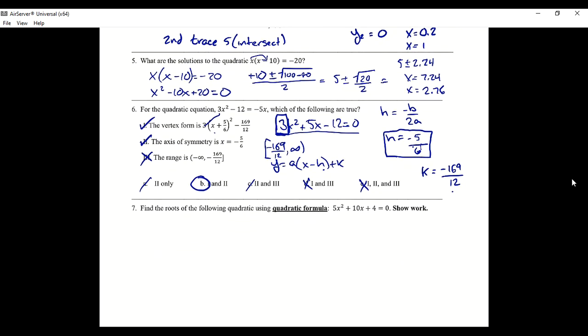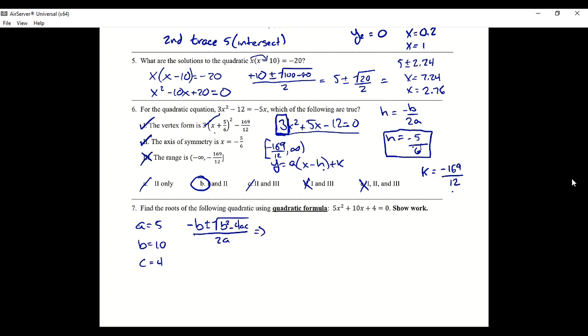Number 7. Find the roots of the following quadratic using the quadratic formula. Straightforward. So we identify our pieces. A equals 5, B equals 10, C equals 4. So our quadratic formula: negative b plus or minus the square root of b squared minus 4ac, all over 2a.